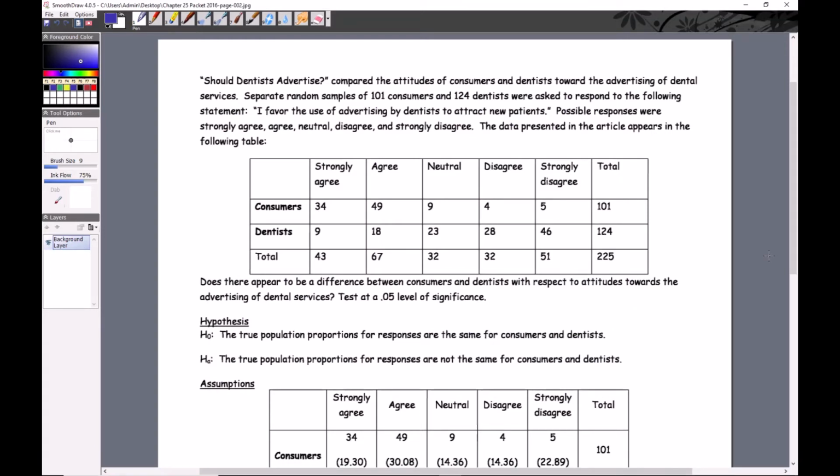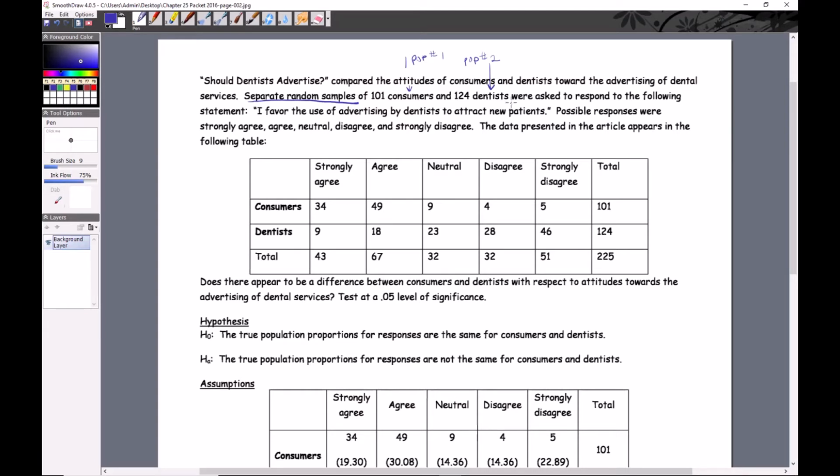The article, or the study, "Should Dentists Advertise," compared the attitudes of consumers and dentists toward the advertising of dental services. All right, here we go. Separate random samples, right? And homogeneity requires 2 populations, so this 101 consumers comes from population number 1, and here's your 124 dentists, and that comes from population number 2. All right, so 2 separate populations, independent.